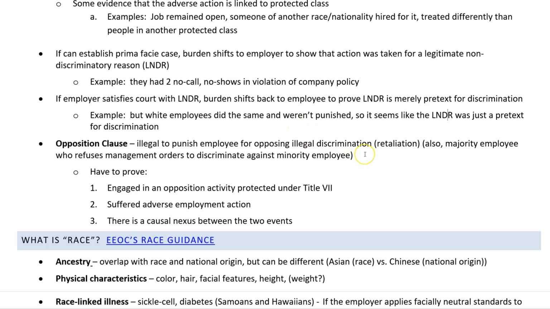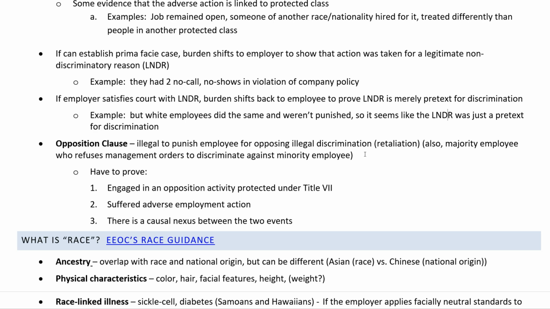Also included in the Title VII is what we call the opposition clause in this legislation. That makes it illegal to punish an employee for opposing illegal discrimination, in other words, being retaliated against for opposing some type of illegal discrimination.